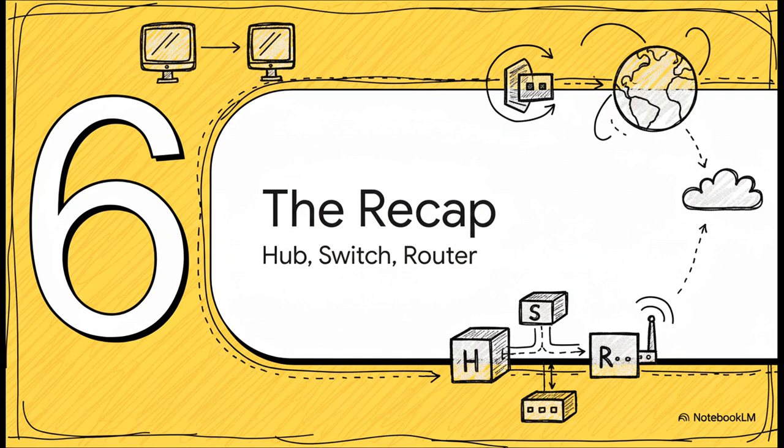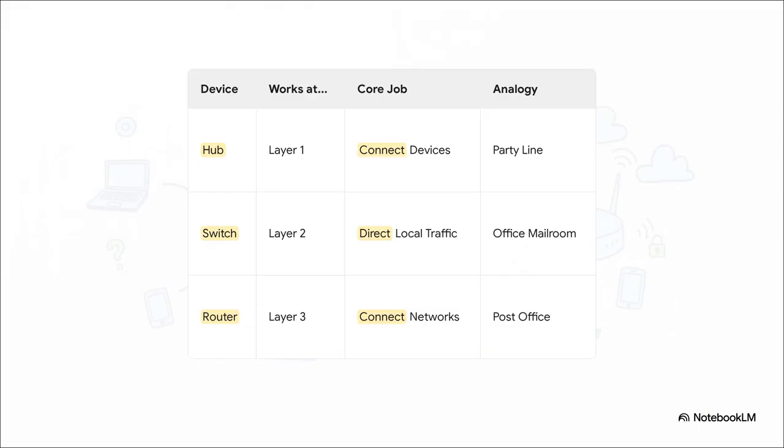Well, we did it. We built our network from just a couple of PCs sitting in a room all the way to a business connected to the entire globe. We've seen exactly what problem each device was designed to solve. So let's wrap it all up with a quick final summary. It all boils down to this. The hub, our layer 1 device, simply connects things. It's our chaotic party line.